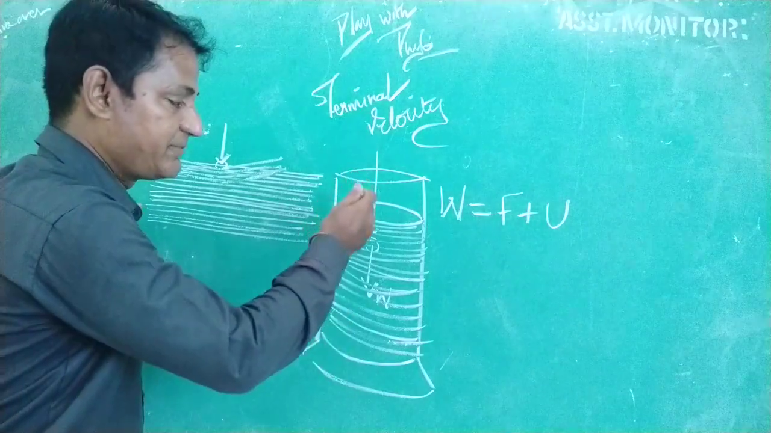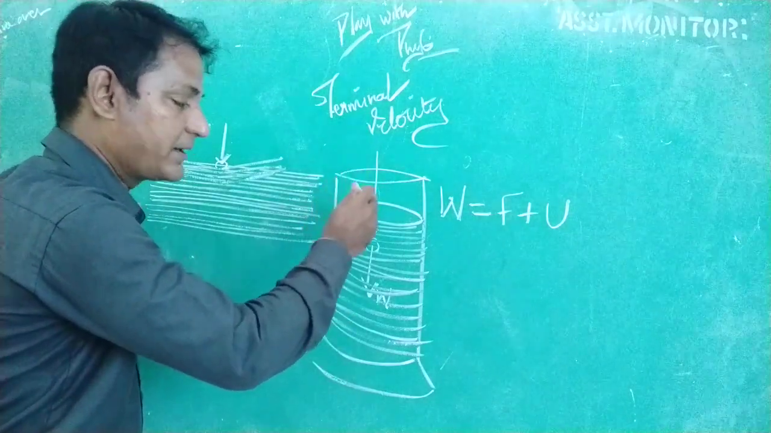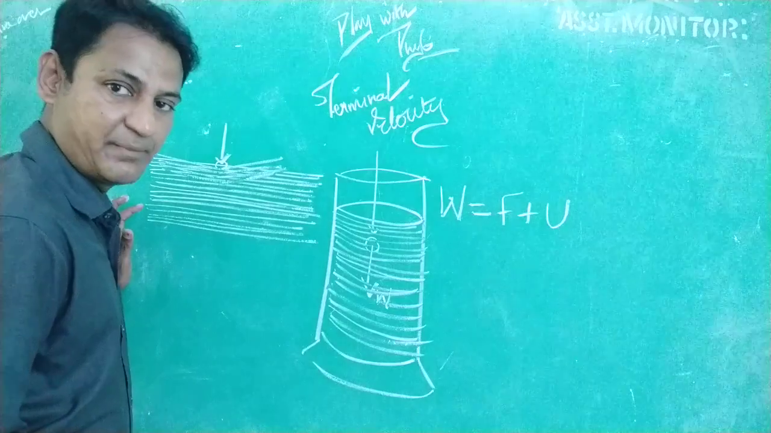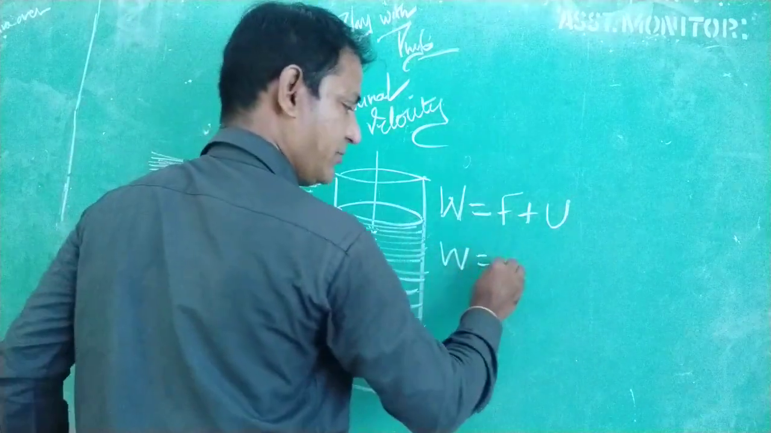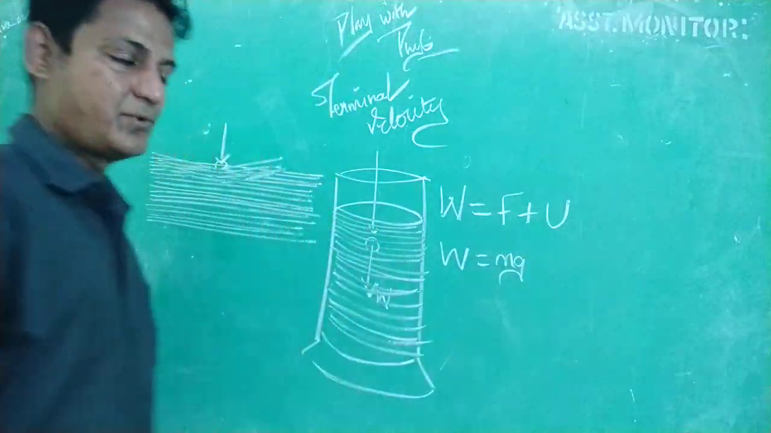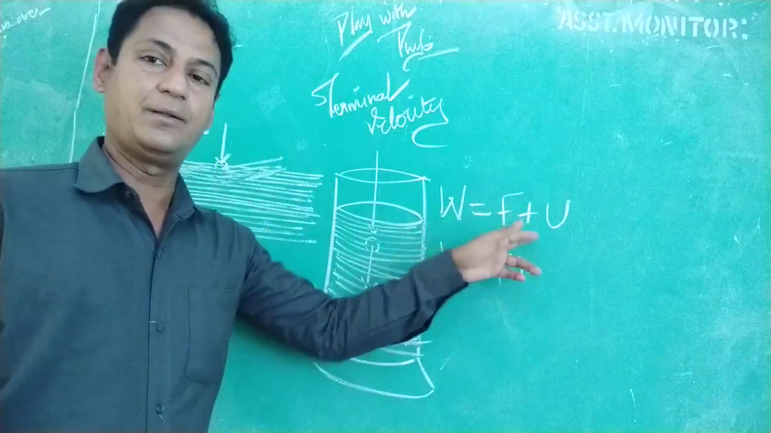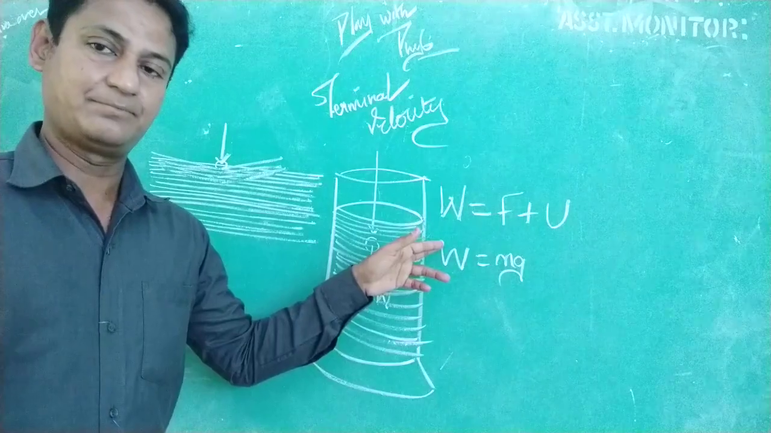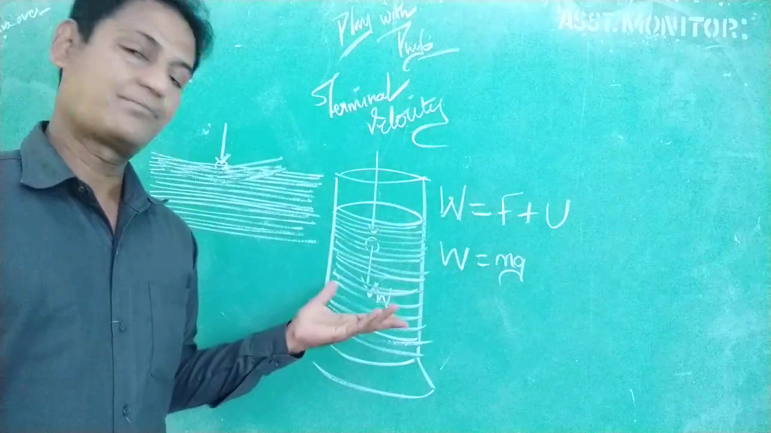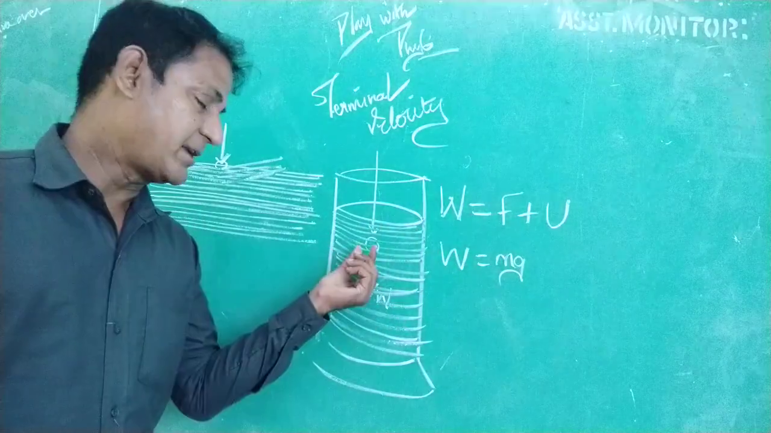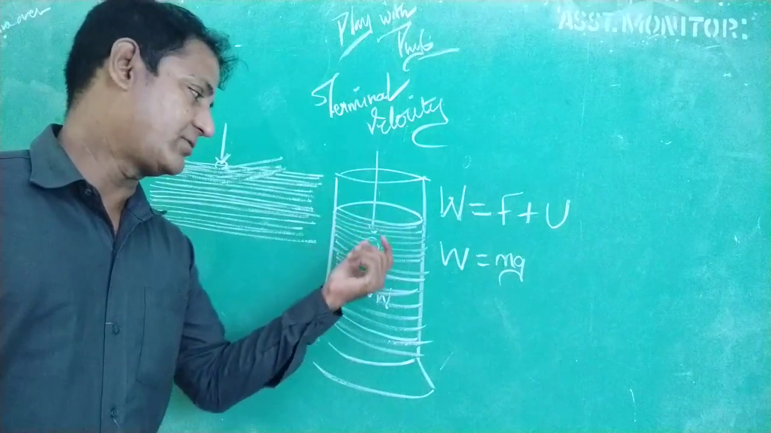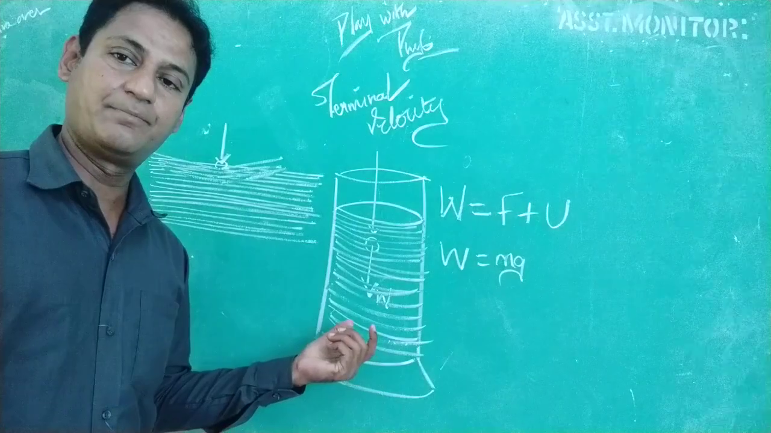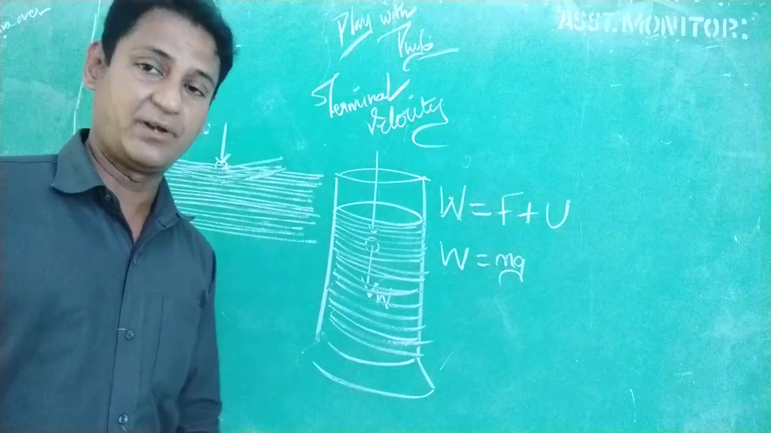So if these two forces in this liquid which oppose the movement of the metal ball are equal to the weight of the metal ball which is acting in the downward direction, and we know that W is equal to mg, then the metal ball acquires a constant velocity and moves with a constant velocity inside the liquid. That is what we call the terminal velocity.